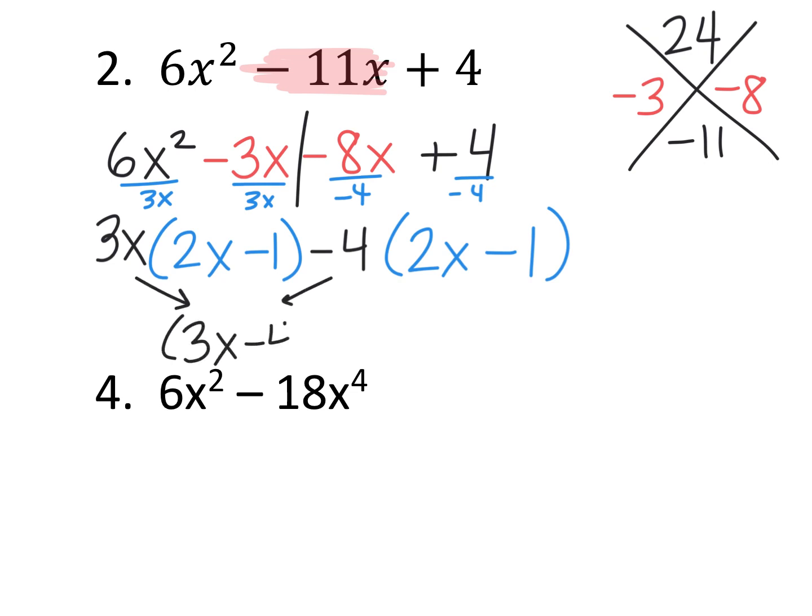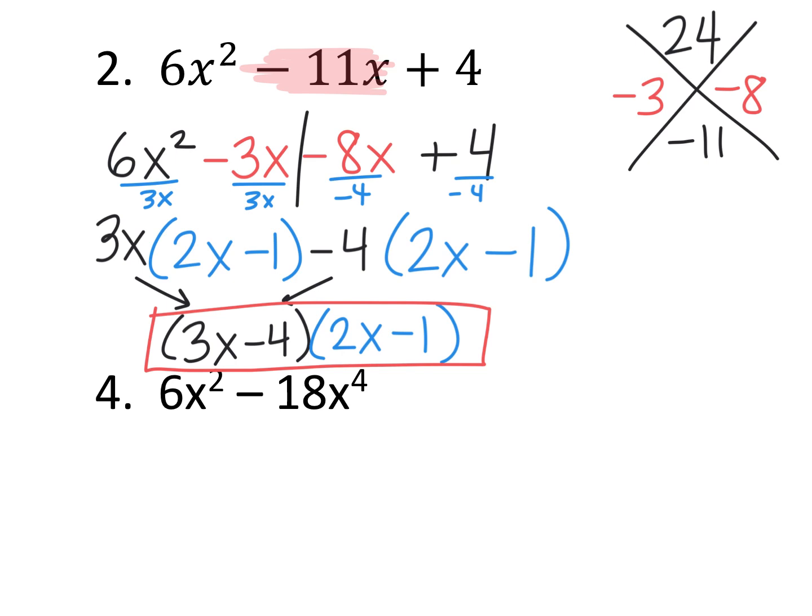You just got to take your GCFs and put them together. 3x minus 4. And then the one that you see I have in blue, 2x minus 1, that's the same. When you're done, you just need to check and make sure, is there any other GCFs that I can factor out of this? No, I don't think so.